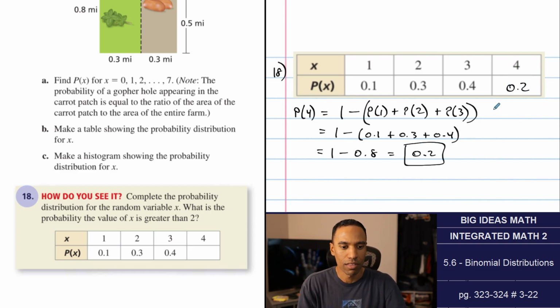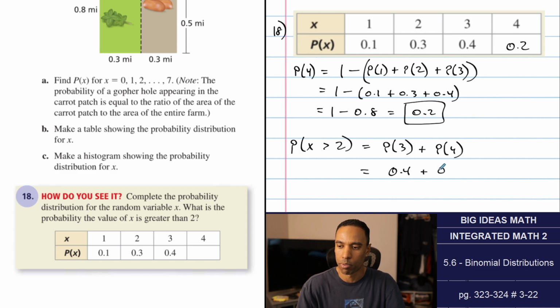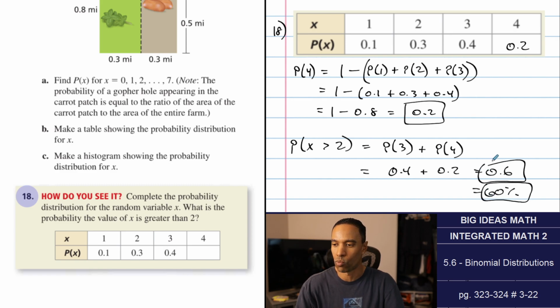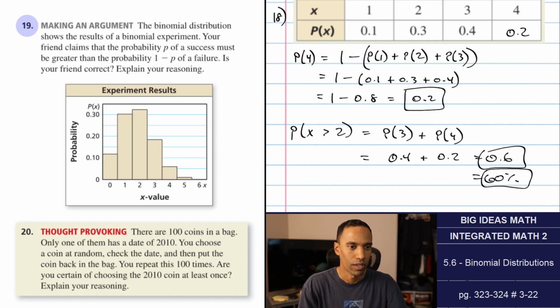What's the probability the value of x is greater than 2? So probability x is greater than 2 is probability of 3 occurring plus probability of 4 occurring. Probability of 3 is 0.4, probability of 4 is 0.2, that's 0.6, which is 60%. I don't know which one they're going to want, 0.6, 3/5, or 60%. That's it. 4 more questions.